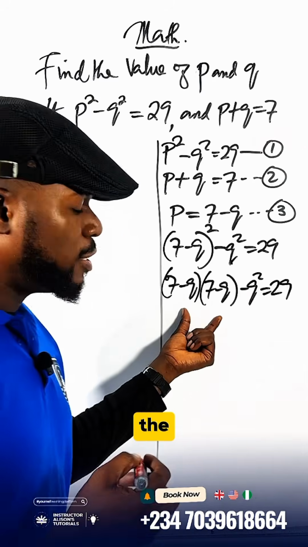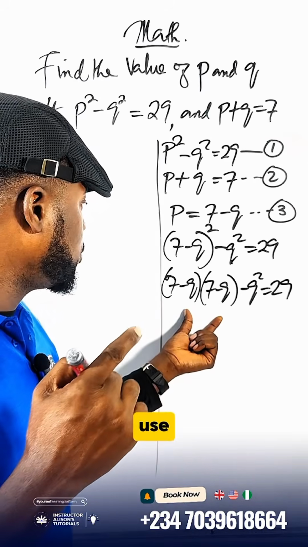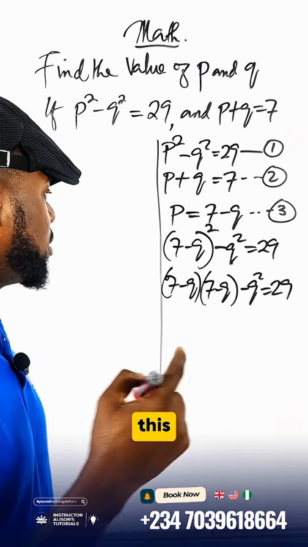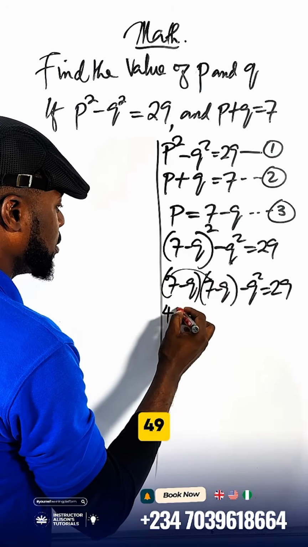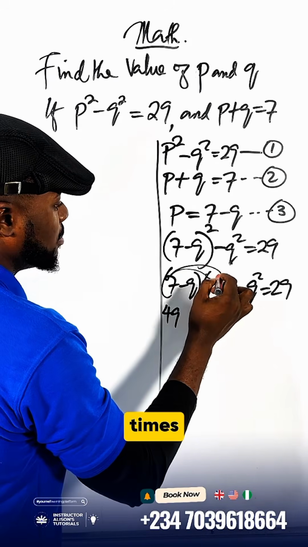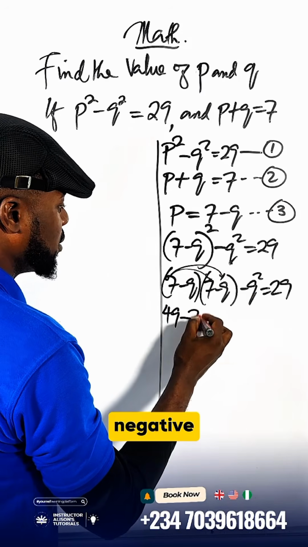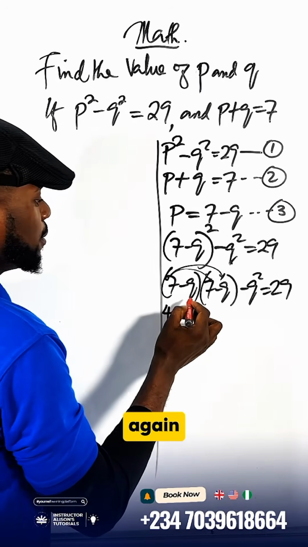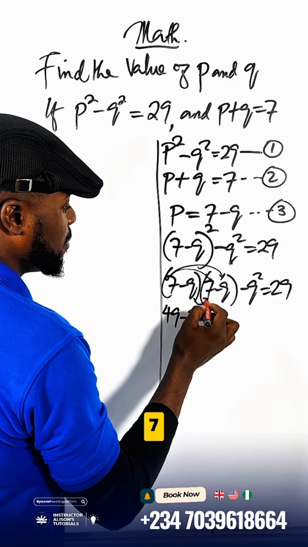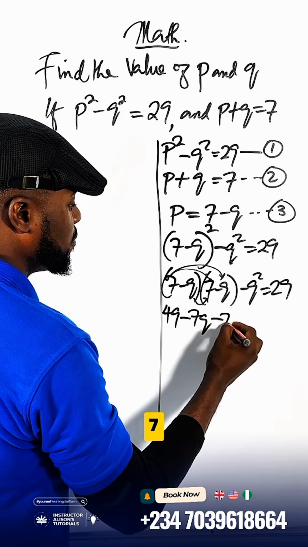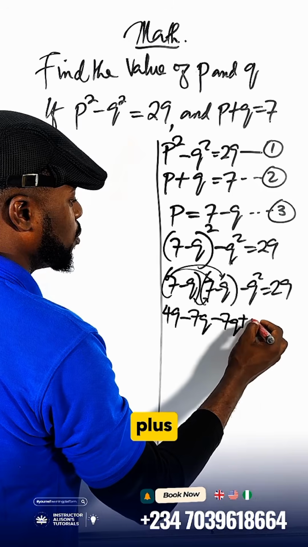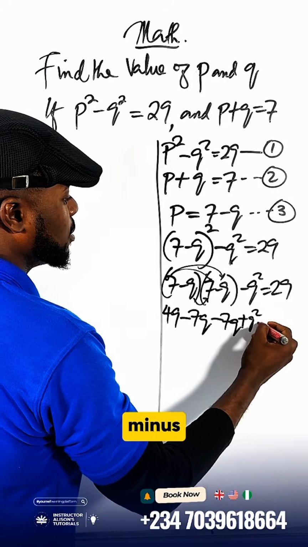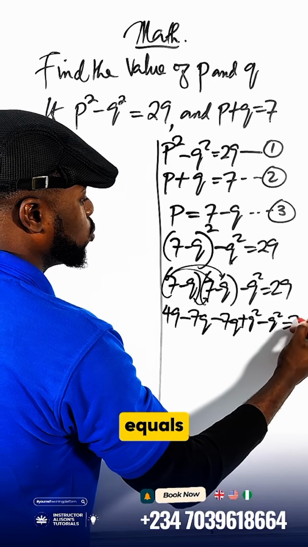So you can use the FOIL method to expand this. What do I mean? 7 times 7, that gives you 49. 7 again times negative Q, that gives you negative 7Q. Again, negative Q times 7, that gives you negative 7Q. And negative Q times negative Q will give us plus Q squared. Minus this particular Q squared equals 29.